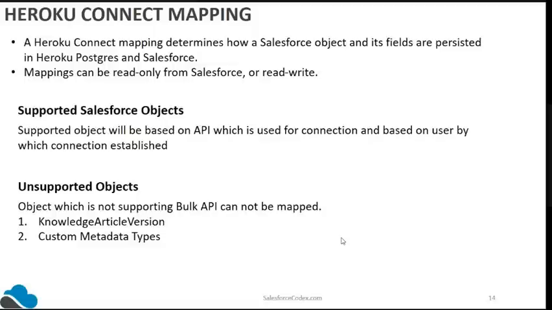What are the unsupported objects? By default, an object which does not support Bulk API will not be supported by Heroku Connect either. So knowledge article version and custom metadata types are not supported right now for Heroku Connect.